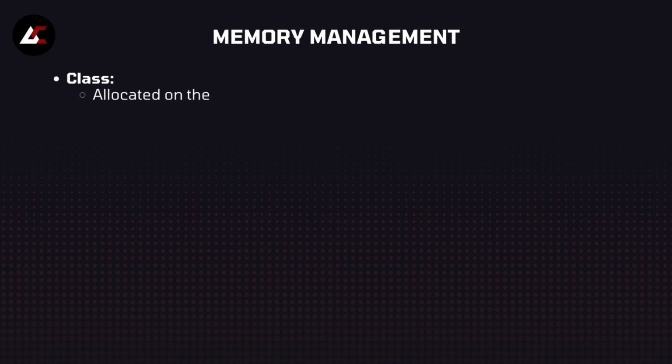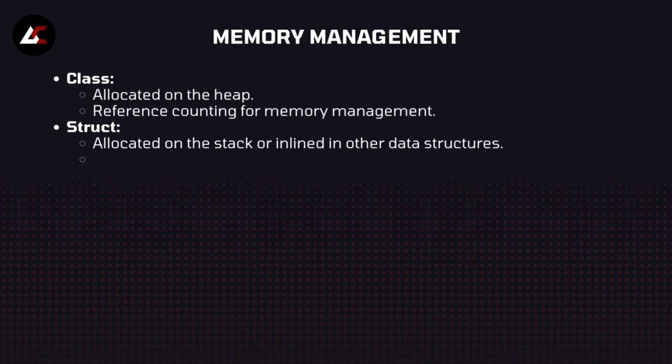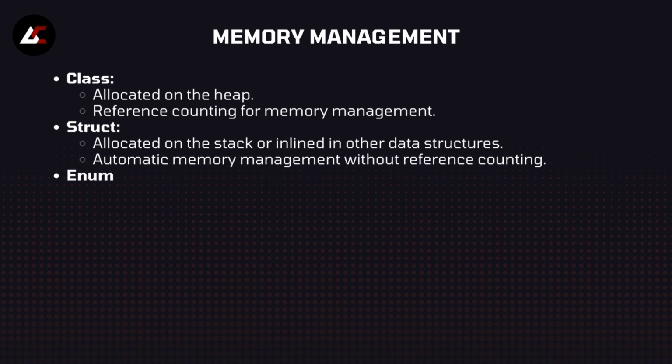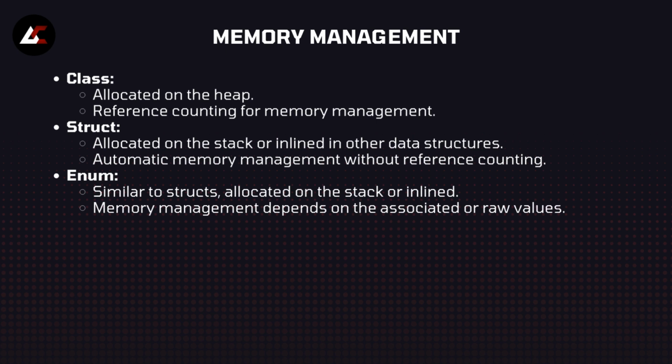Memory management. Classes are allocated on the heap, with reference counting for memory management. Structures are allocated on the stack or inlined in other data structures, with automatic memory management without reference counting. Enums are similar to structs, allocated on the stack or inlined. Memory management depends on the associated or raw values.